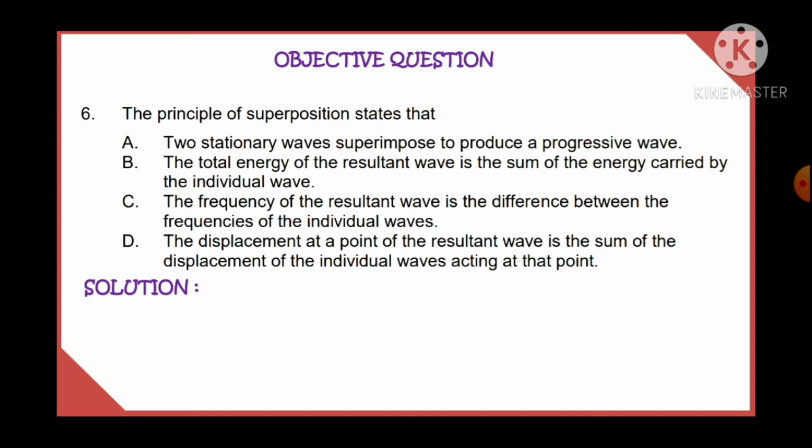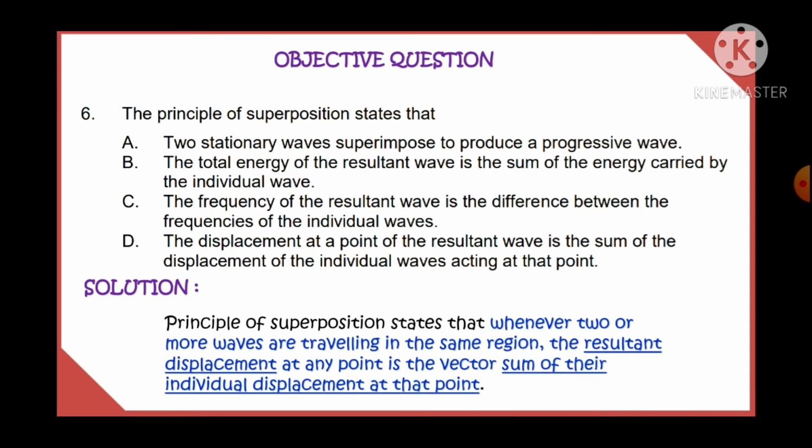Question number 6 is a direct question, but it is very important because it is one of the concepts in our learning outcome, which is to understand the principle of superposition of waves for constructive and destructive interference. Referring to question number 6, I just recall what you have learned in the lecture. The principle of superposition states that whenever two or more waves are traveling in the same region, the resultant displacement at any point is the vector sum of their individual displacements at that point.